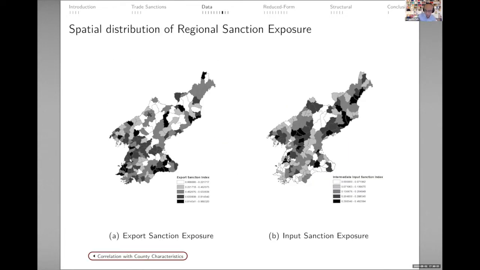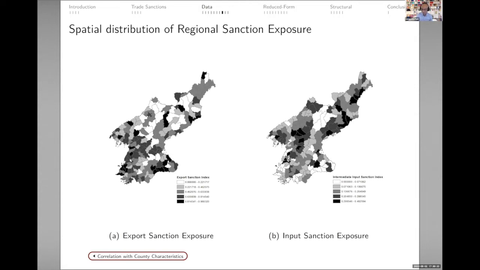All right, so this is just some spatial distribution. Just two things to take away. First, what's interesting is both the export sanction exposure and the intermediate input sanction exposure are somewhat dispersed across the country. So it's not like it's all located in one area or one region in the country, but it's more or less widely scattered across.